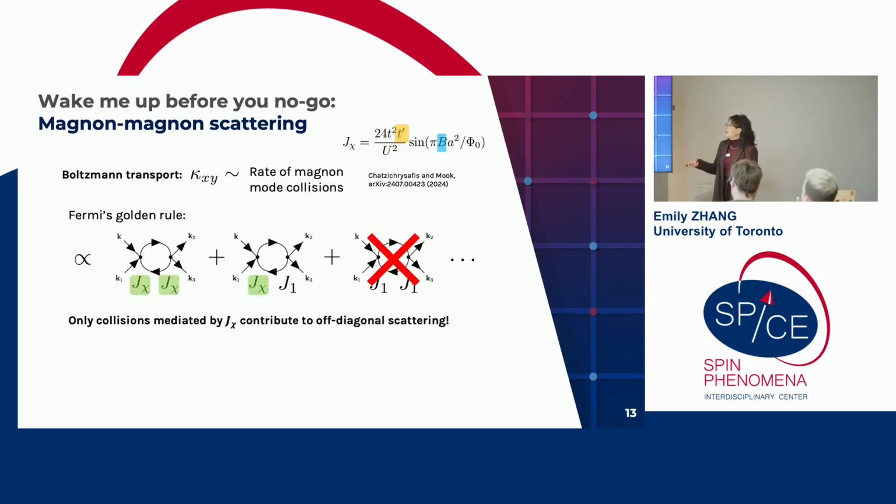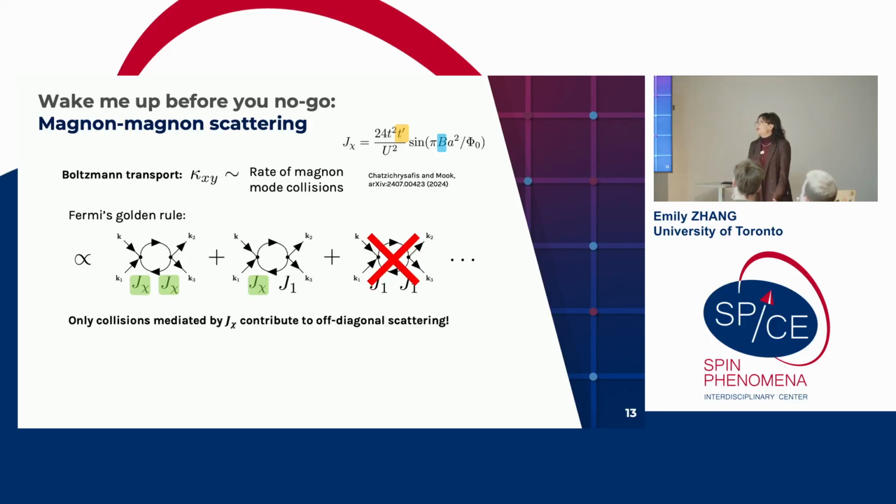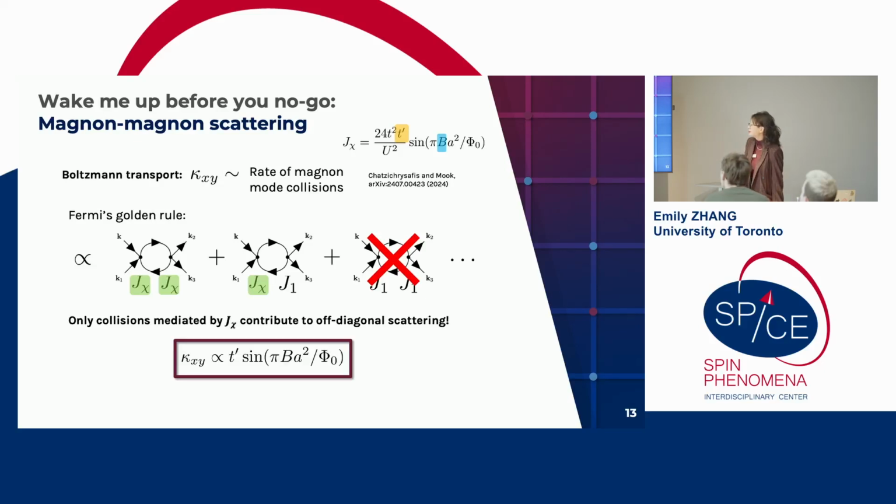To calculate these magnon mode collisions, you can use Fermi's golden rule, and you can generate the terms that contribute to the scattering at second order perturbation theory: terms mediated by J chi, J chi, J chi, J1, and J1, J1, and other types of terms. But what you see is that only the collisions mediated by the J chi interaction contribute to the off-diagonal scattering. And so you need J chi in order to generate a finite thermal Hall effect in this mechanism.